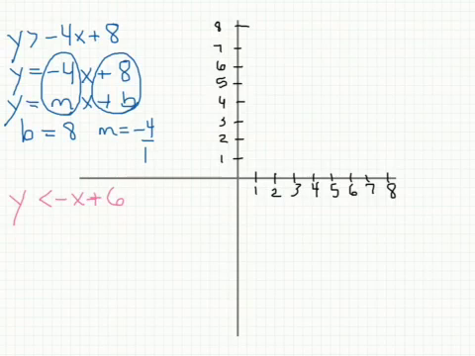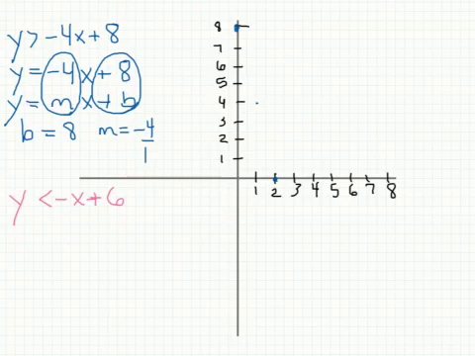Start at 8, put a dot there on the y-axis, and then using a slope of down 4 over 1, you go 1, 2, 3, 4 down and 1 over, and put a dot there as well. You can repeat that process one more time to get more information. We go down 4, 1, 2, 3, 4, and over 1, and you end up with a nice intercept at x equals 2. So let's put that dot on, and then we're going to draw our line.